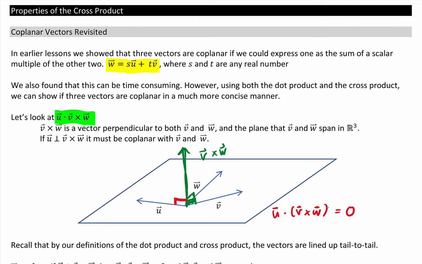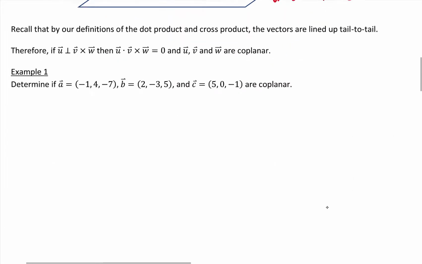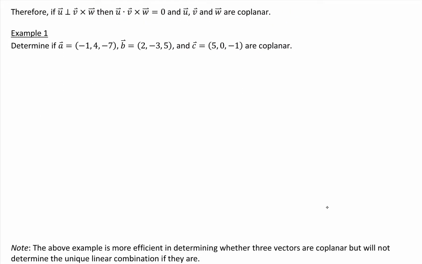So to prove that three vectors are coplanar, all we need to do is cross two of them and then dot it with a third vector. And if our result is 0, then we know that all three vectors are coplanar. And that's all this will tell us. It will not give us the linear combination shown here. So again, if u is perpendicular to v cross w, then u dot v cross w is equal to 0, and that tells us that u, v, and w are coplanar.